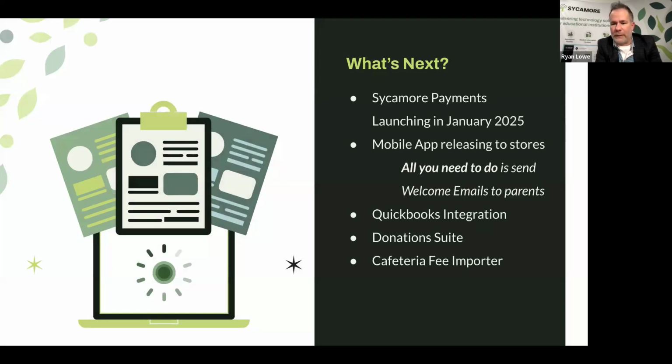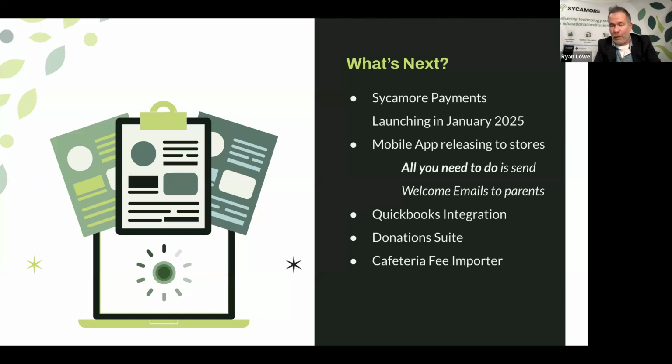Mobile is also releasing. I'm going to show you that in a minute, but once you get all this set up for mobile, you don't have to do a whole lot. You have your fees set up in Sycamore Payments, and you just need to click send the welcome email. The welcome email will go out to your families. It'll have your logo and all your information. And it'll say, hey, are you on an Android device or an Apple device? They can download their app, set up their payment method and start making payments.